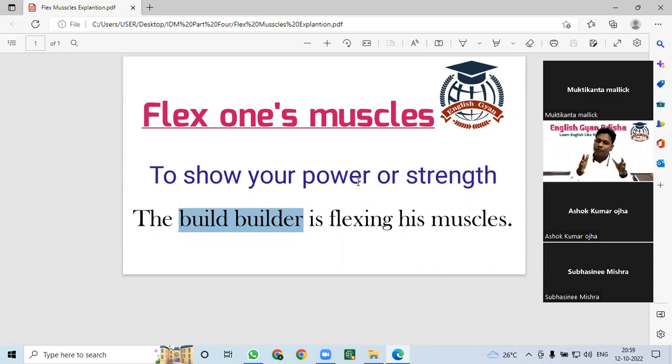But suppose you are a political party or a mass leader. So you have a lot of people who can support you. So whenever you call people and try to make a rally, in that particular rally, I can say that he is flexing his muscles today. That means he is showing his strength, power. Strength means also in a different way, you can say the people's power. You have the support of the people. Now you got it, sir?